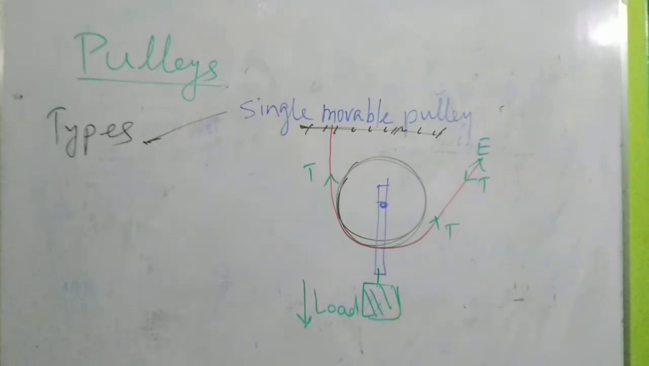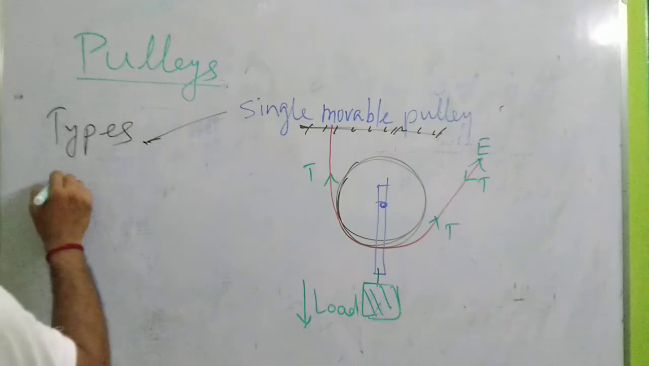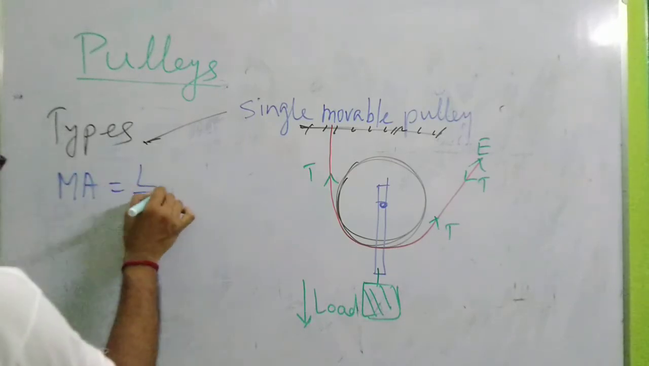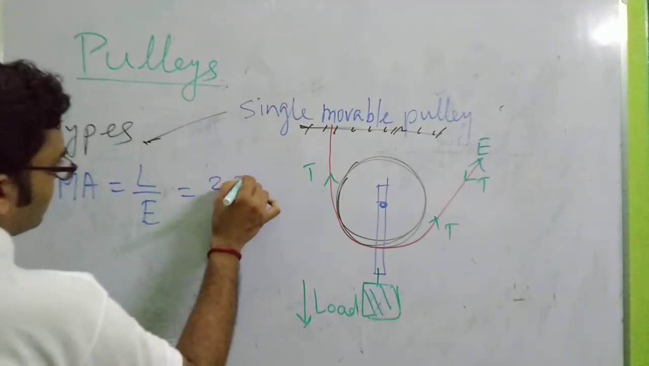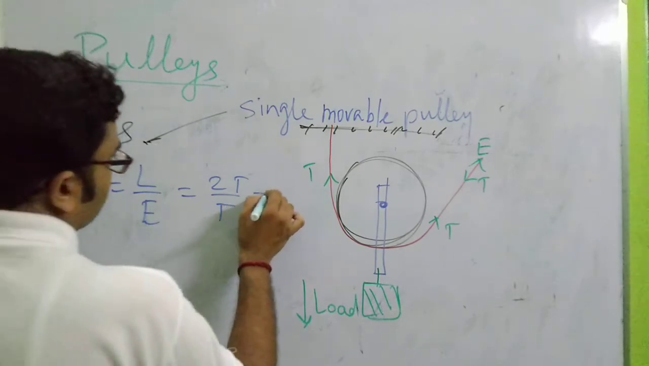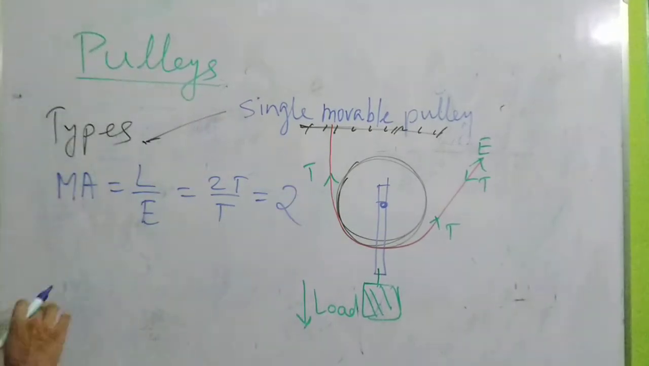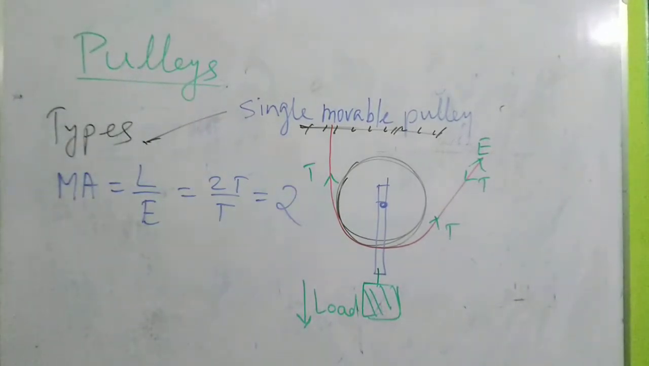So if I consider the value of the mechanical advantage, what will be the value of mechanical advantage? Load by effort. Load is equal to 2T, effort is equal to T. So it turns out to be 2, isn't it? Okay. So actually single movable pulley is acting as a force multiplier, but there is one disadvantage. Can you just think of the disadvantage? Just think of it, and we will give the answer a little bit later. So it's a force multiplier and having a value of mechanical advantage 2.